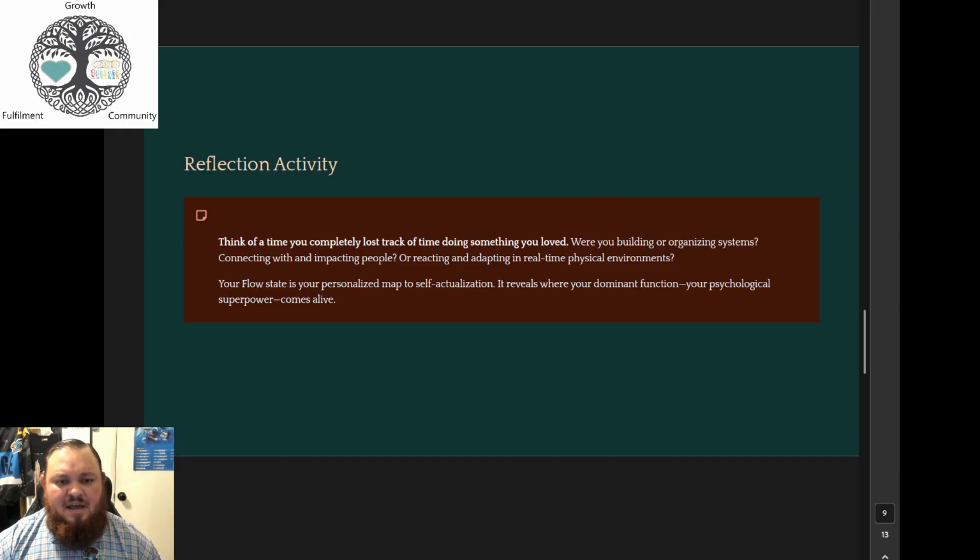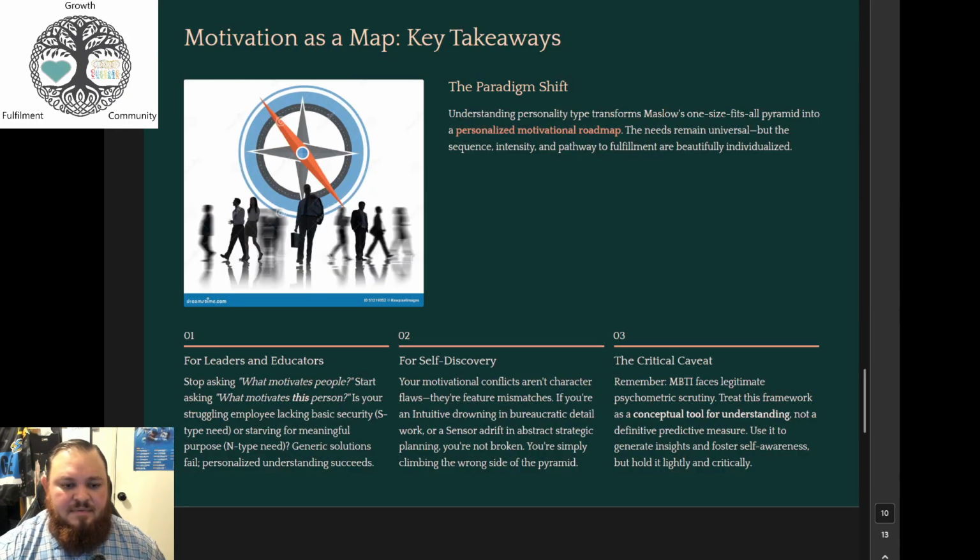So when you identify who you are and where these experiences happen, you identify what really motivates you, where you find your flow, where you find your self-actualization from. And this is why the Myers-Briggs Type Indicator is important, because everybody's path to get here is different. Motivation as a map. Key takeaways. So there's a paradigm shift. Understanding personality types transforms Maslow's one-size-fits-all pyramid into a personalized motivation roadmap.